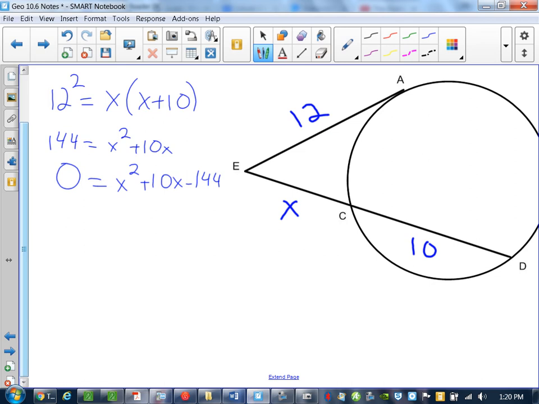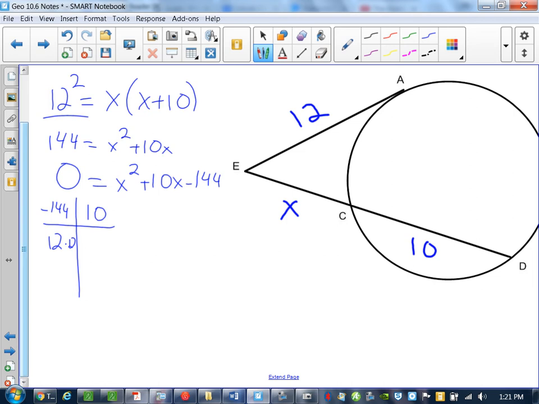And now you're again asking yourself, what times what is negative 144 that adds together to give you a positive 10? Now there are a ton of different ways of doing this. My suggestion is start with what you already got. 12 times 12. That's not going to get you to 10, but it gives you a starting point.